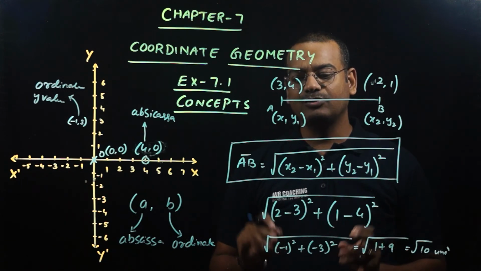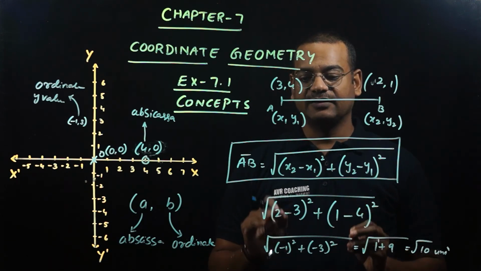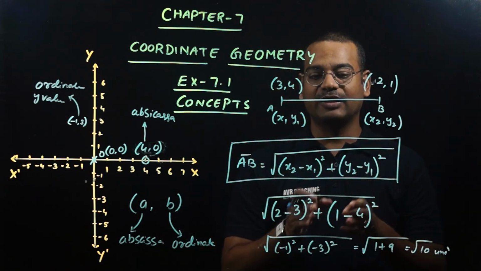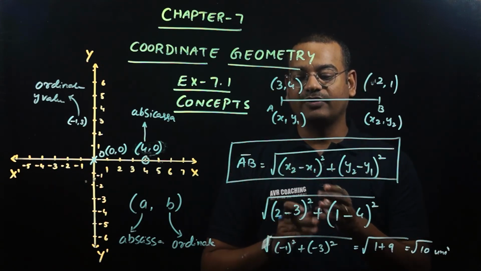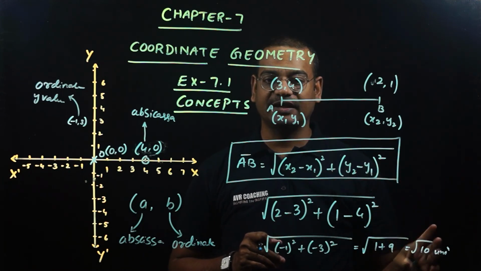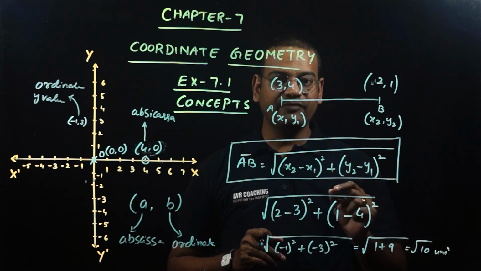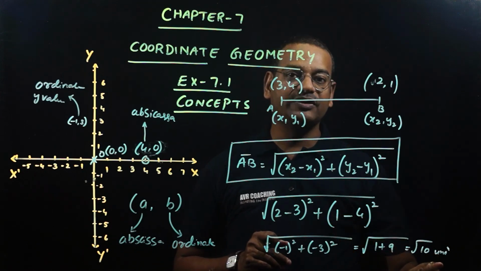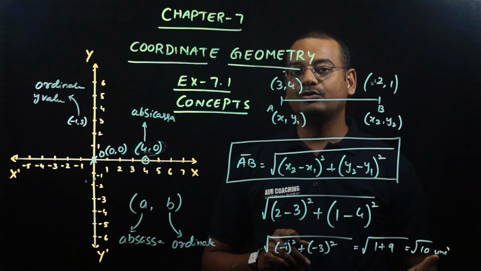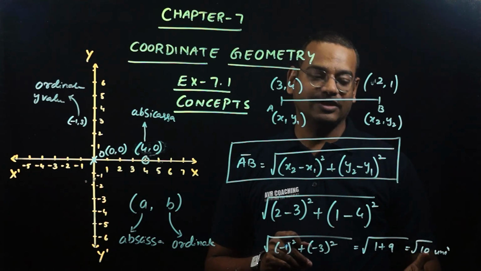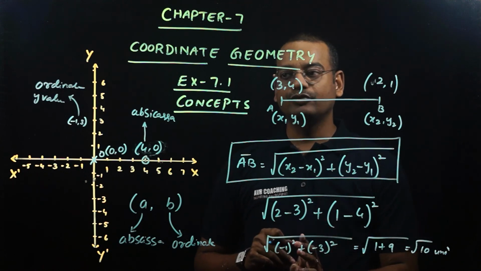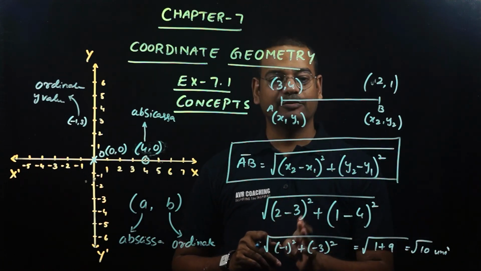Very simple formula. If you want to find the distance, you have to substitute the x1, y1, x2, y2 values in the formula root of x2 minus x1 whole square plus y2 minus y1 whole square and get the answer. And be very careful to write the units here. If you do not write units after finding the distance, you are going to lose at least 1 mark in your board examinations. So this is the only formula we are going to use throughout exercise 7.1.